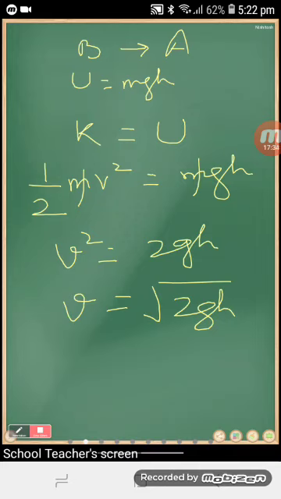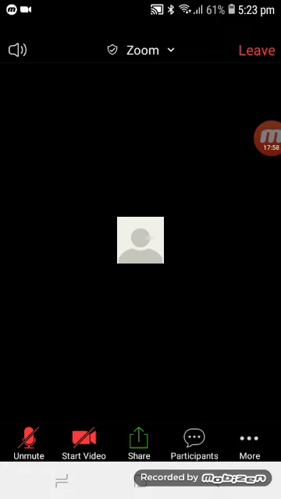So from B till it reaches A, its velocity will be slowly increasing, and at A its velocity will become under root 2gh. This is basically based on the concept of conversion of the entire potential energy into kinetic energy, considering that there is no loss of energy taking place. So I hope this is clear.